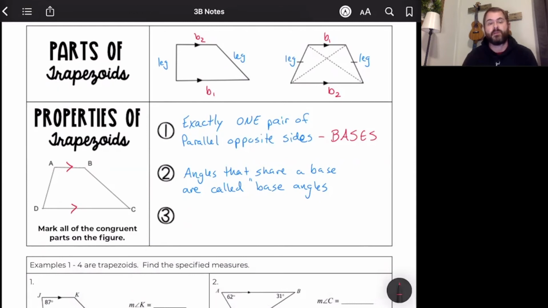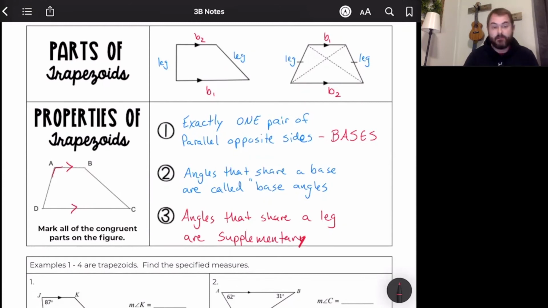And our third property of trapezoids is that the angles that share a leg will always be supplementary. Okay, remember supplementary angles add up to 180 degrees. And so what that tells you is that angle A here and angle D would add up to 180 degrees. And you should recognize those are consecutive interior angles of those parallel sides. The same thing with angle B and angle C.